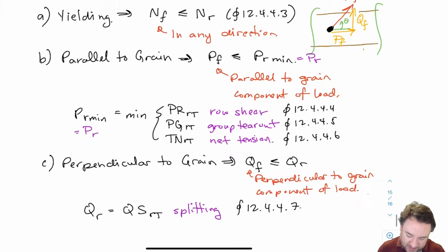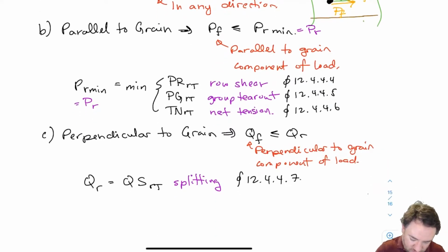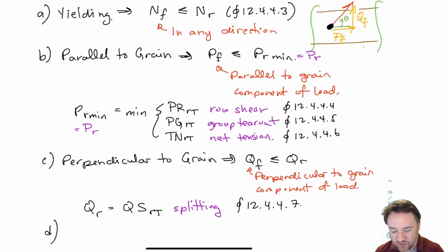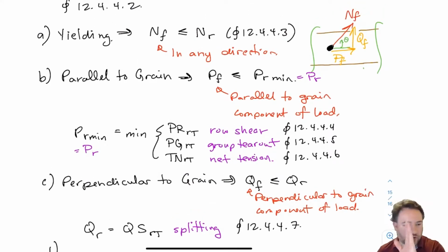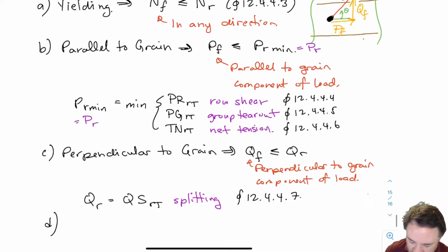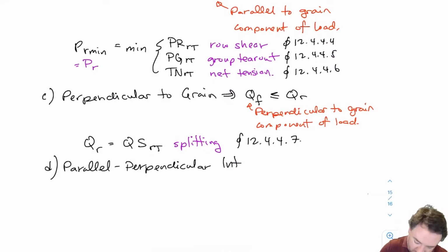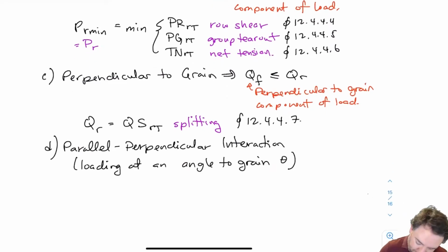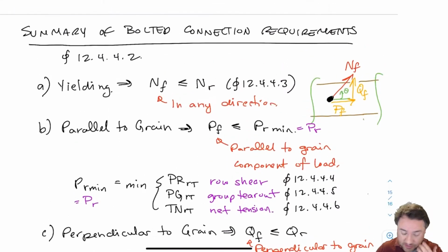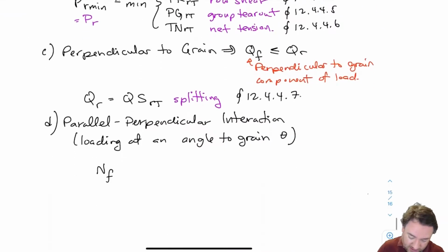Now the very last check that we need to do is one that we need if we have both parallel and perpendicular components. So there's no need to check this one if I have all of my load being parallel to grain or all of my load is perpendicular to grain, right? Because then NF equals PF or NF equals QF. But if I have it at an angle to grain, then I need to check this interaction. So then I'm going to use my NF, which is the total load, the load that's on the angle, and I'm going to compare that to this interaction.